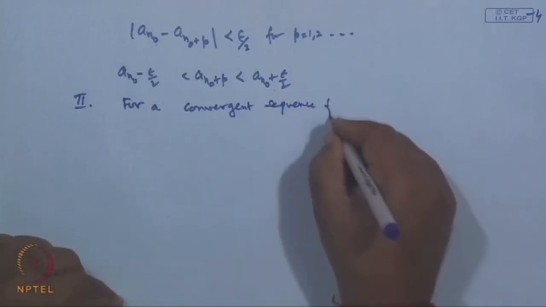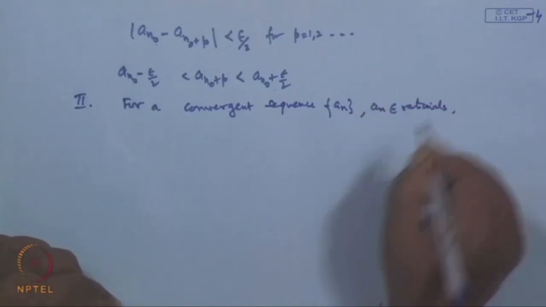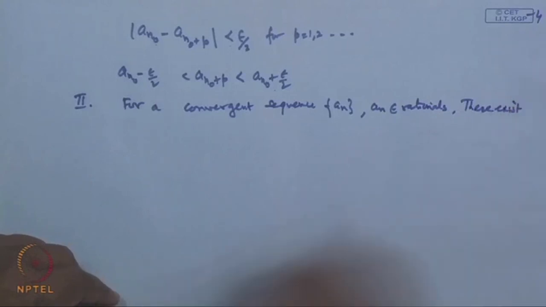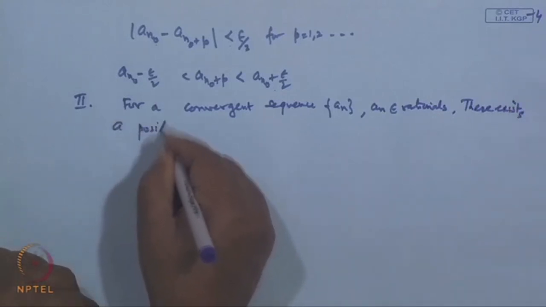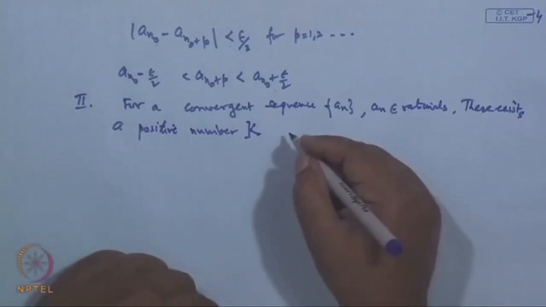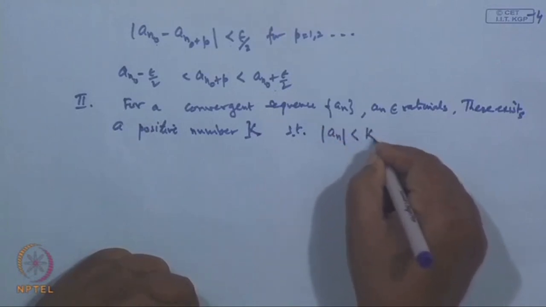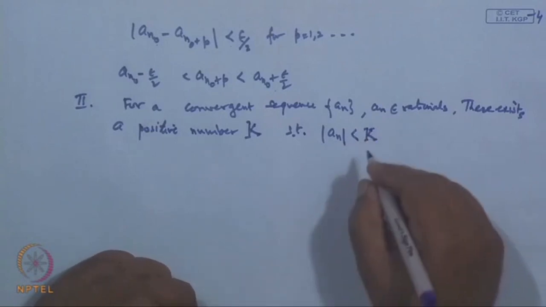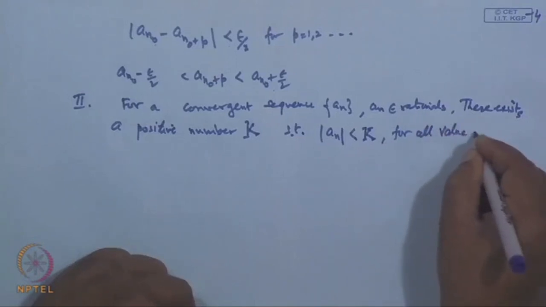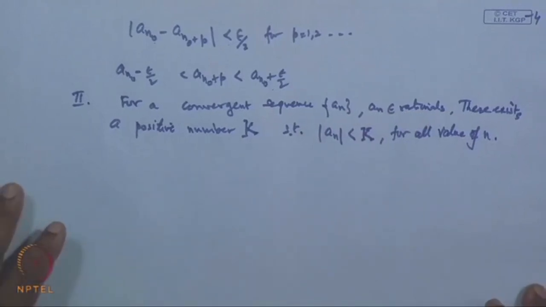a n, of course, you are taking a n's to be rationals, there exists a positive number k such that mod of a n is strictly less than k, or dominated or bounded by k, for all values of n. So, this is not only true for rationals, of course, it will hold for any real number.